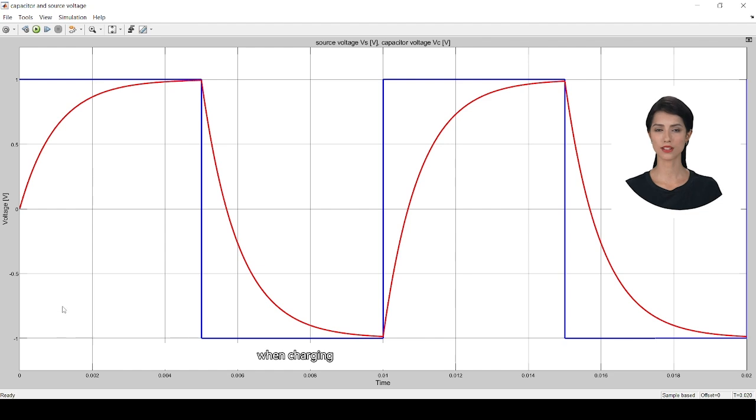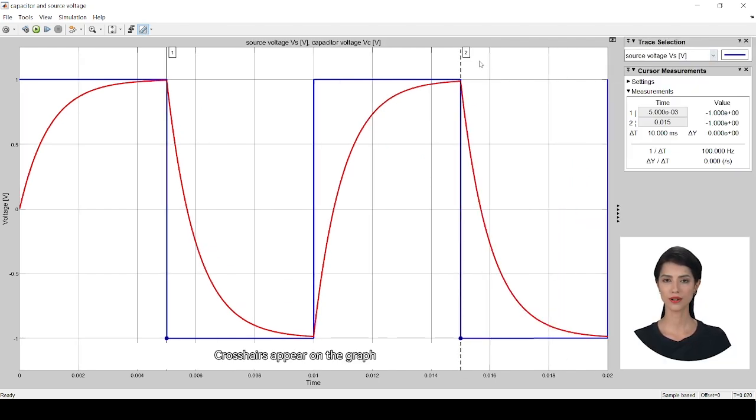Remember, when charging, after one time constant, the capacitor voltage should reach 63% of its final value. In this case, with a final value of 1 volt, the voltage at one time constant should be 0.63 volts. To check this, we use the cursor measurements button.